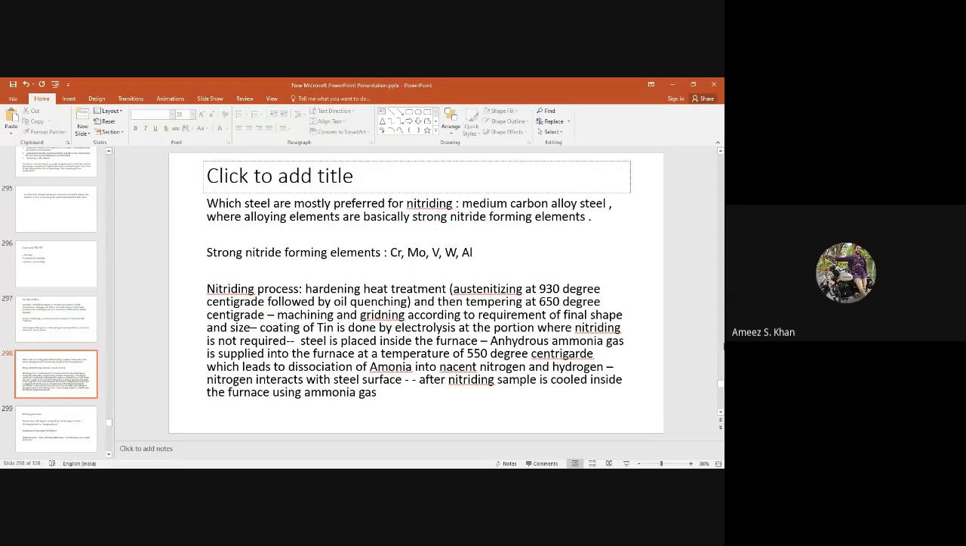So the nitrogen atmosphere will be inside the furnace. Sorry, can you repeat? The atmosphere of nitrogen, will it be inside the furnace?